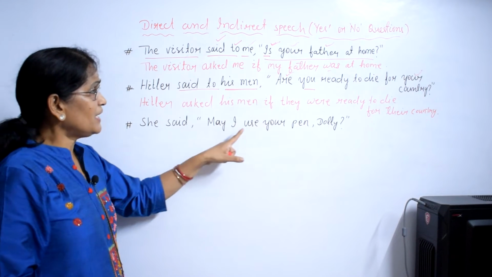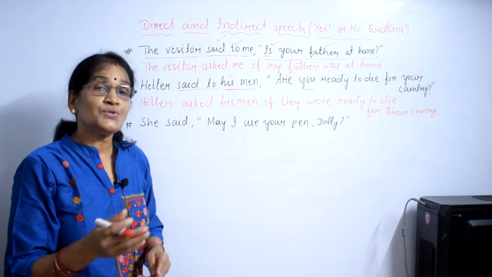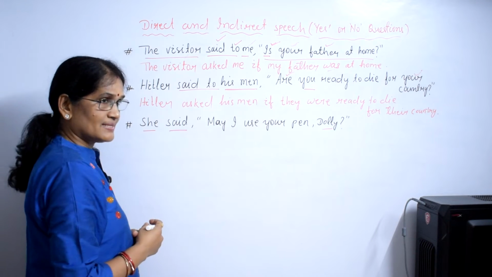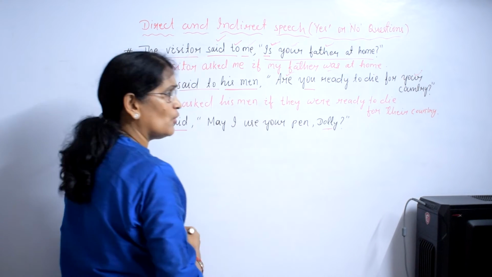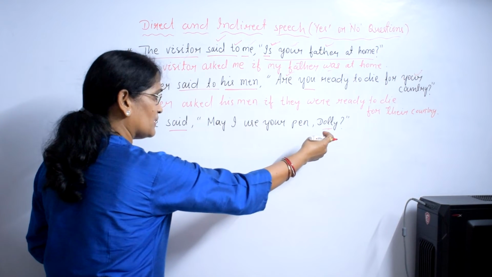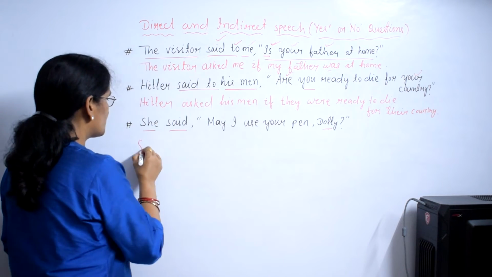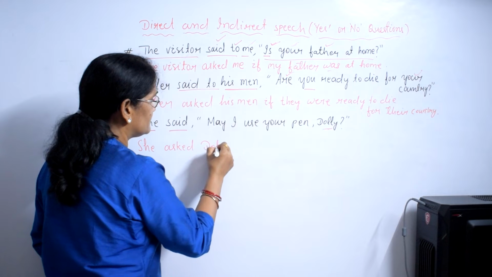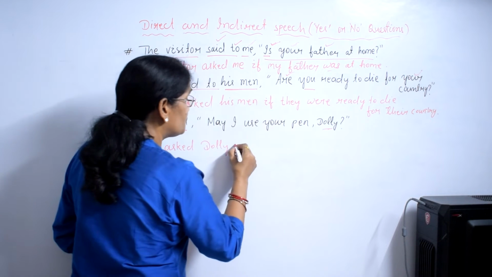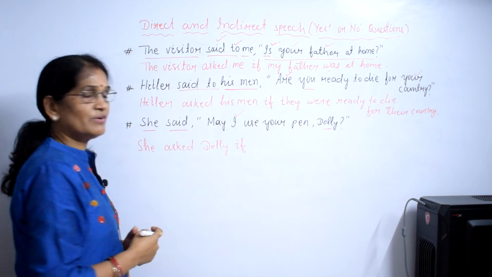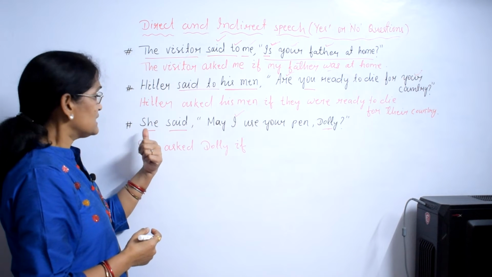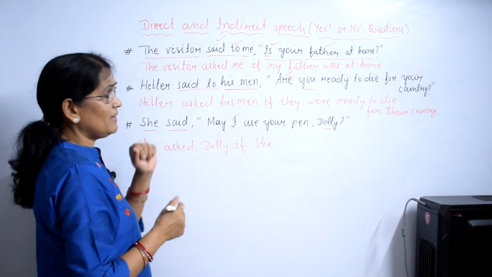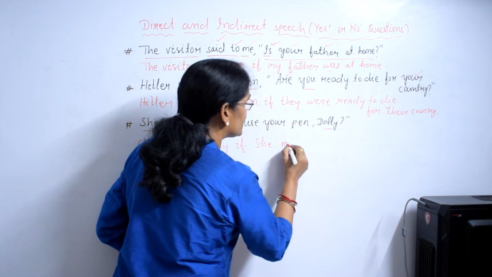She said, "May I use your pen, Dolly?" She said to whom? To Dolly. It is the object. The speaker is she, said is the reporting verb, and Dolly is the object. She said to Dolly. May I use your pen? So she asked Dolly. If first person pronoun, it will be changed as per speaker. The speaker is she, so use she. She may, its corresponding past, might.